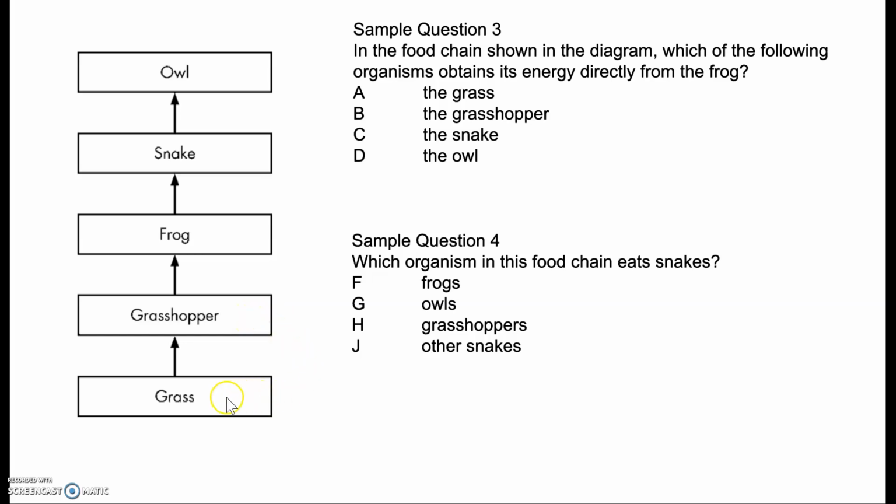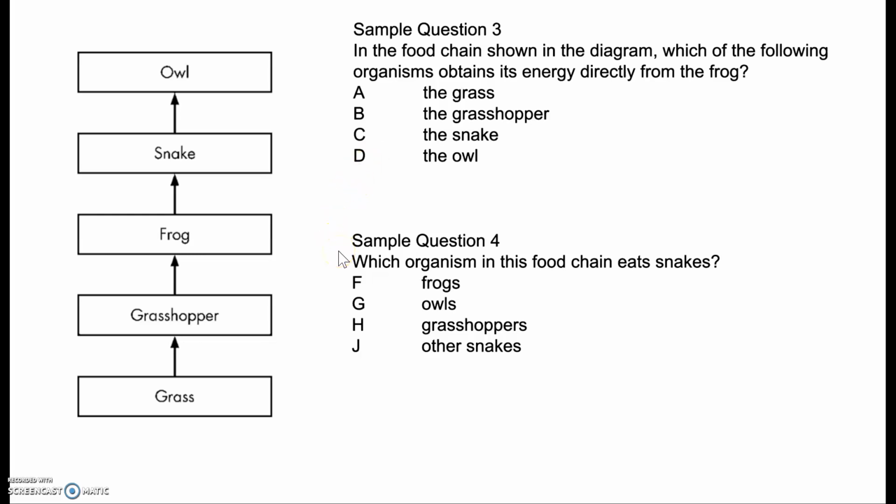So therefore, the grass gives energy to the grasshopper. The grasshopper gives energy to the frog, and we know that the frog directly gives energy to the snake. So, which of the following organisms obtains its energy directly from the frog? If you said C, snake, you are absolutely correct.